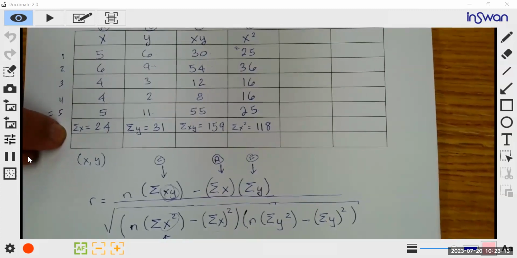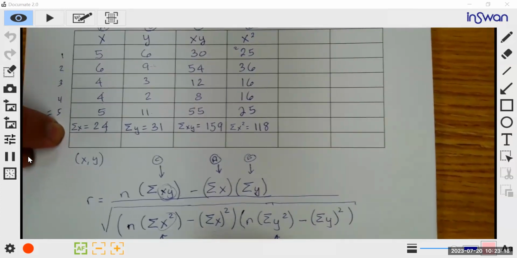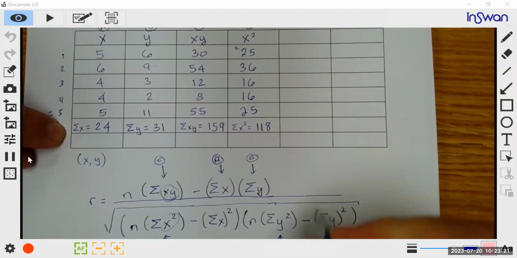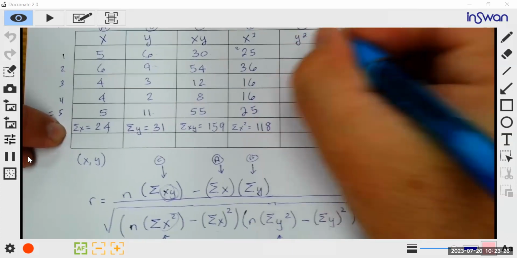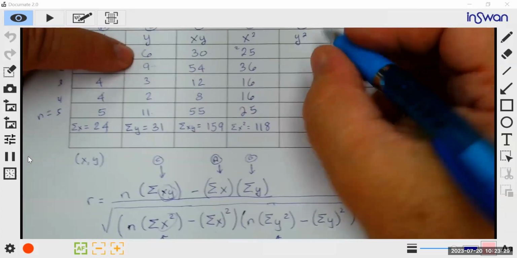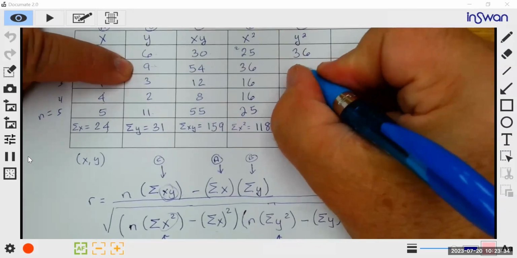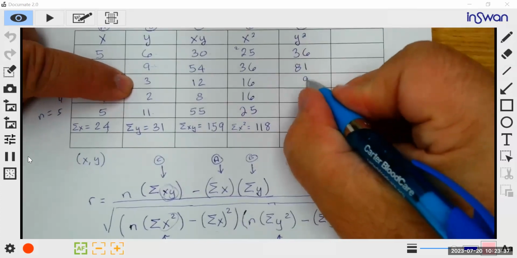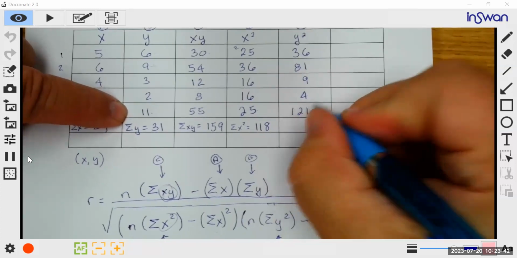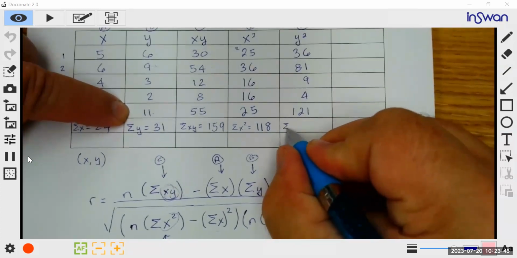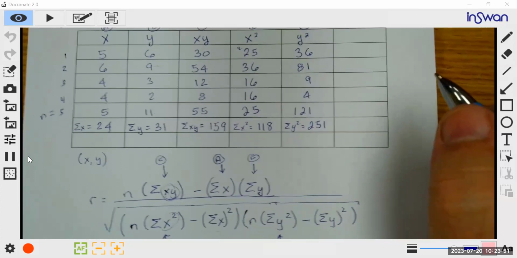What's the next thing we have to find? Yep, we have to find y squared. That's column E. So I go to the y column and square those. 6 squared, 36. 9 squared, 81. 3 squared is 9. 2 squared is 4. 11 squared is 121. Add up all those, and I get 251.